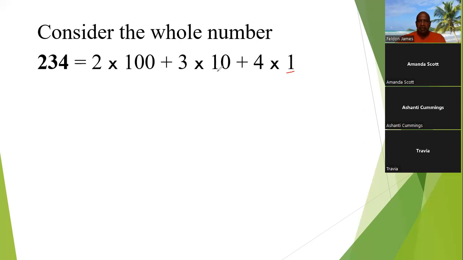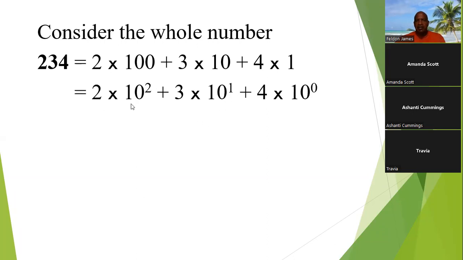The second number would be in the... so this 4 is in the ones column, so we have 4 times 1. This 3 would be in the tens column, so we have 3 times 10. The 2 would be in the 100 column, so we have 2 times 100. Now, when you actually carry out these multiplications, 2 times 100 gives you 200, plus 3 times 10 gives you 30, plus 4 times 1 gives you 4. So you're adding 200 plus 30 plus 4.